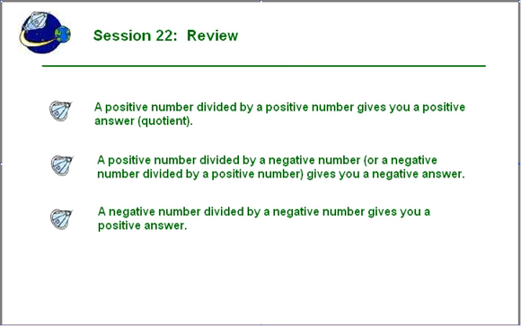And that's simply what our review page shows us here. A positive number divided by a positive gives you a positive answer. And remember, your answer to a division problem is called a quotient. A positive divided by a negative, or a negative divided by a positive, is going to give you a negative answer. And then lastly, a negative divided by a negative is going to give you a positive. That finishes up session 22.